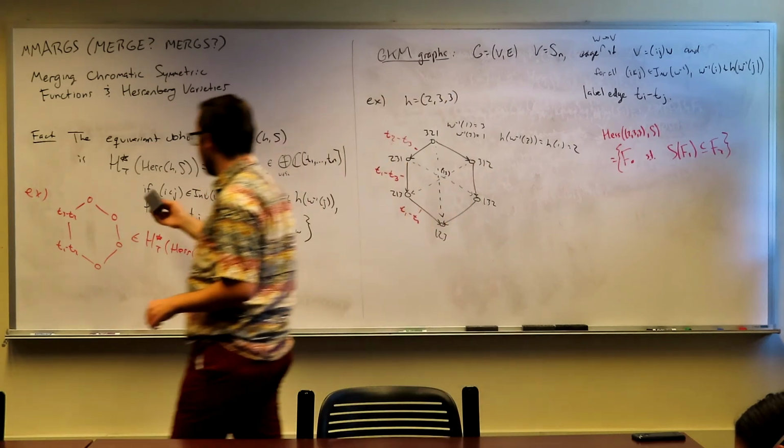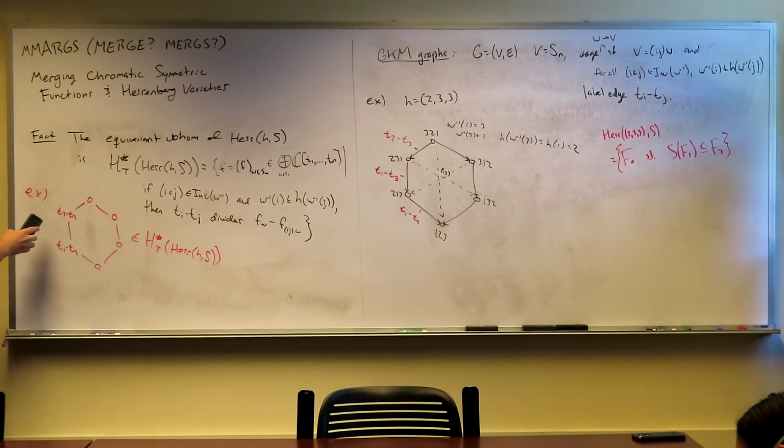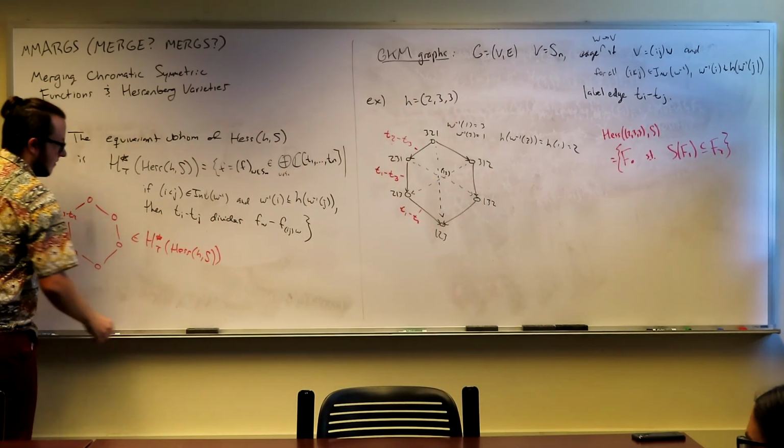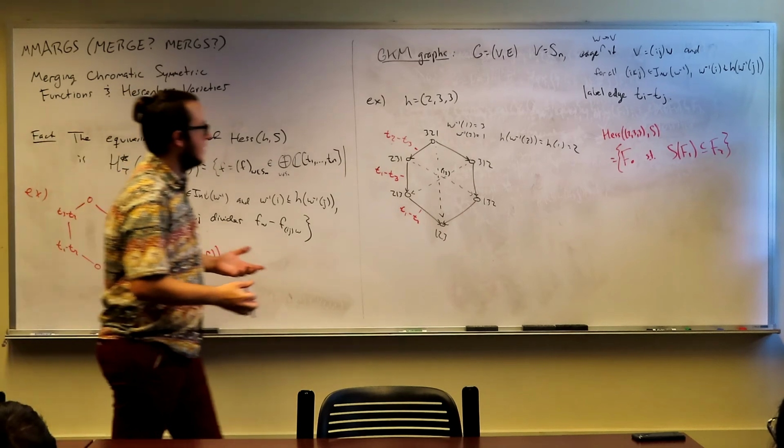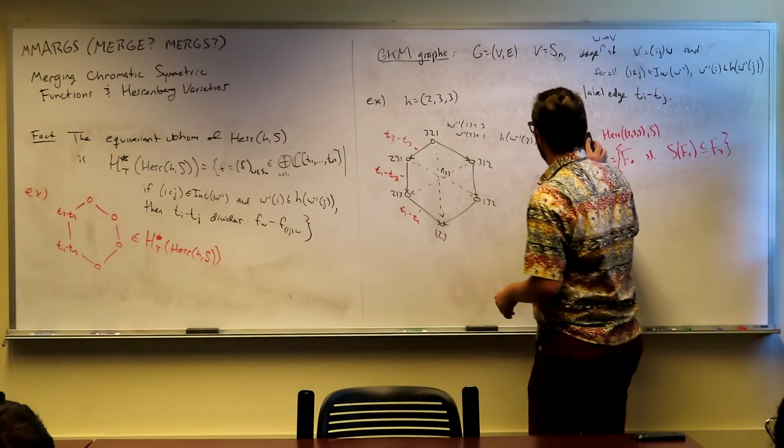Okay, so this is the equivariant cohomology ring. And the normal cohomology ring comes almost for free.